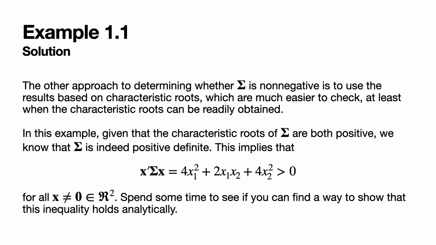This implies that the quadratic form 4 times x1 squared plus 2 times x1 times x2 plus 4 times x2 squared is strictly greater than 0 for all non-zero vectors in two-dimensional Euclidean space. What I want you to do is to spend some time to see if you can find a way to show analytically, mathematically, that this inequality does hold for all such x vectors.